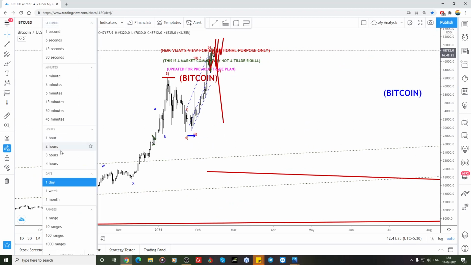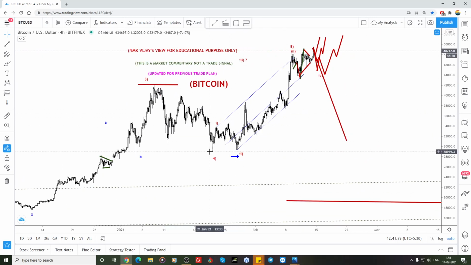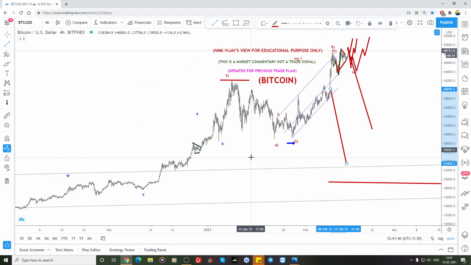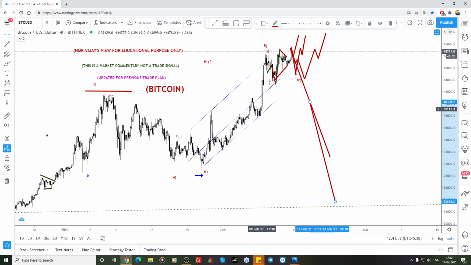In the previous, at the time, here it is looking like a three-wave structure, right? So if it got rejected from here, it is still valid to the downside. But once Elon Musk says we are accepting the Bitcoin and investing $1.5 billion in the Bitcoin, it shot from here to here. So nearly $10,000 from here to here. And after that, it's a consolidation.